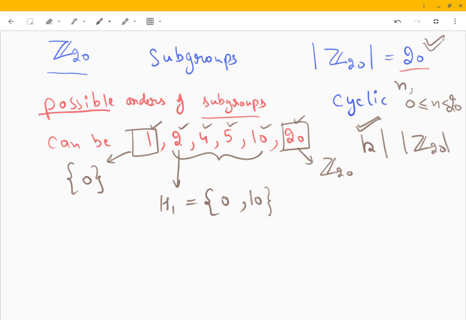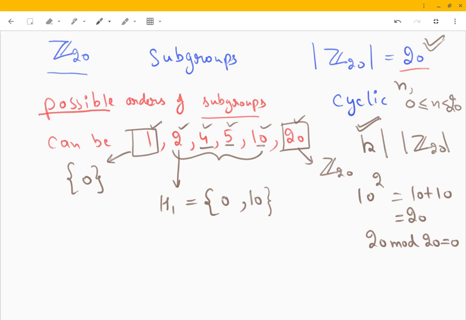No other element will be self-invertible, because 10 squared is 10 plus 10, since the operation here is addition, which is 20, and 20 mod 20 is 0, right? I guess it's clear. I was not supposed to explain this, it's pretty simple. So now coming to these.